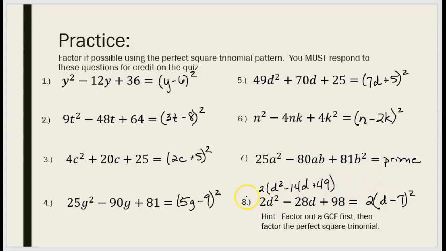So number 8, we have to factor out the 2 first. We end up with 2 times d squared minus 14d plus 49. Square root of d squared is d. Square root of 49 is 7. Minus for the middle term, so a minus in my parentheses. Multiply these guys together, you get 7d. Double it, you get 14d. So we're good to go on this one.